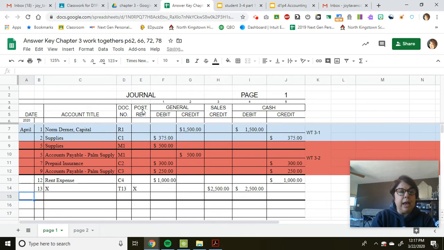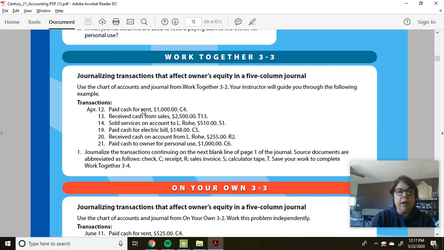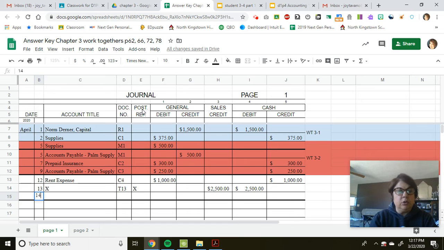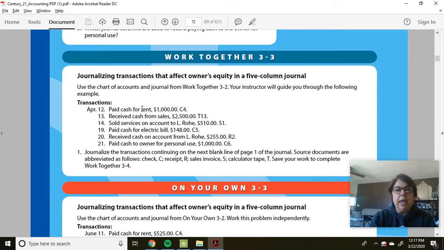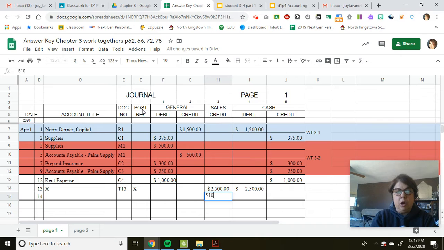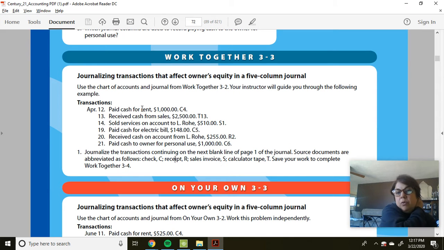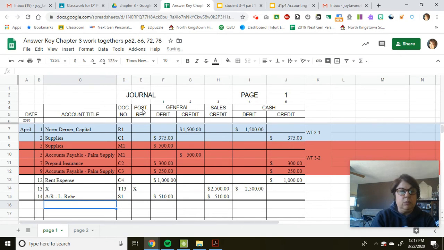The next transaction happened on April 14th, where I sold services on account to El Rohi. Sold services should remind you that it's a sales credit. I'm going to jump over to the sales credit and put in the $510 just because I know it. In the previous transaction, I received cash. This time I didn't receive cash, but I do need to have a debit of $510. So I'm going to make the general debit to be for accounts receivable El Rohi. And I could spell that out or I could abbreviate it. I don't really mind what you do. Hopefully on the test, I will give you a drop-down menu so that everybody is consistent with the names that they use.